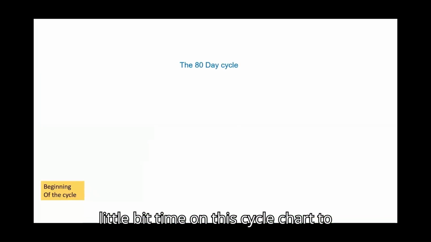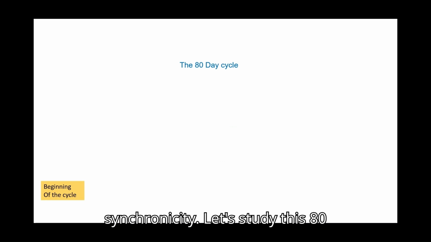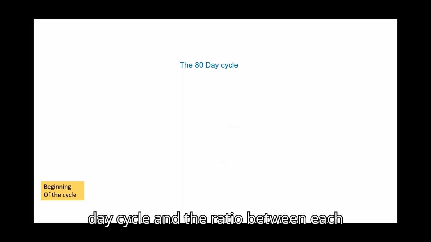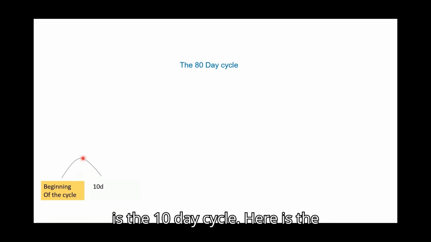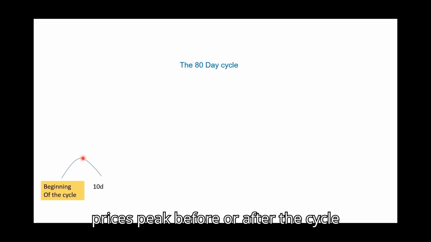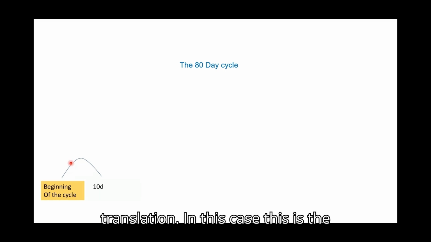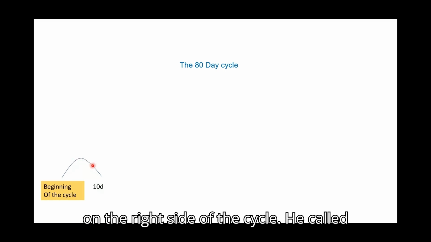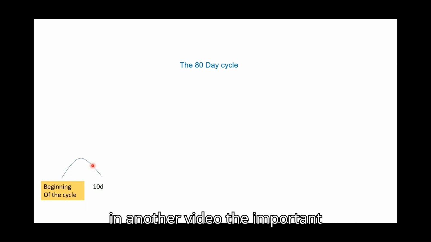Let's spend a little bit of time on this cycle chart to have a better understanding of ratio and synchronicity. Let's study this 80-day cycle and the ratio between each cycle. The first cycle to make a low is the 10-day cycle. Here is the ideal cycle peak. Why ideal? It's because sometimes the price peaks before or after the cycle peak. When it occurs before, or on the left side, Hurst called that time translation, in this case the left translation. When it occurs after, or on the right side of the cycle, he called that the right translation. We will see in another video the important implications of the different time translations.